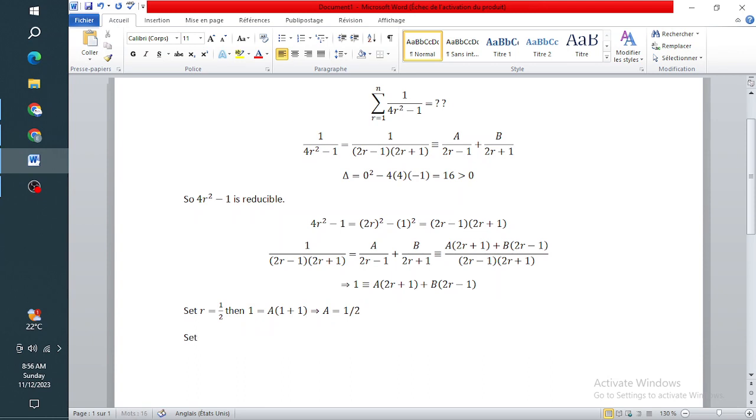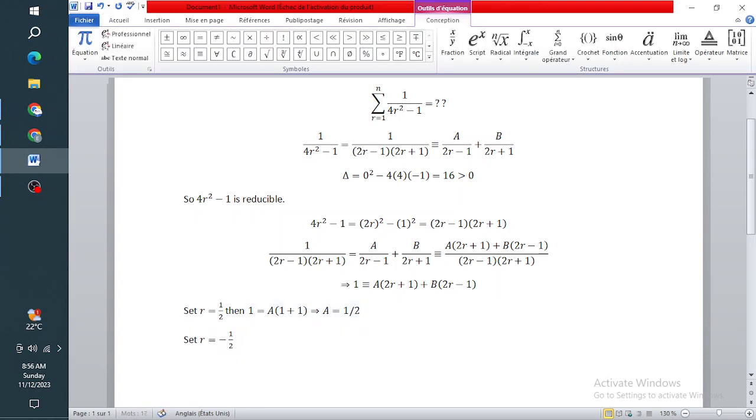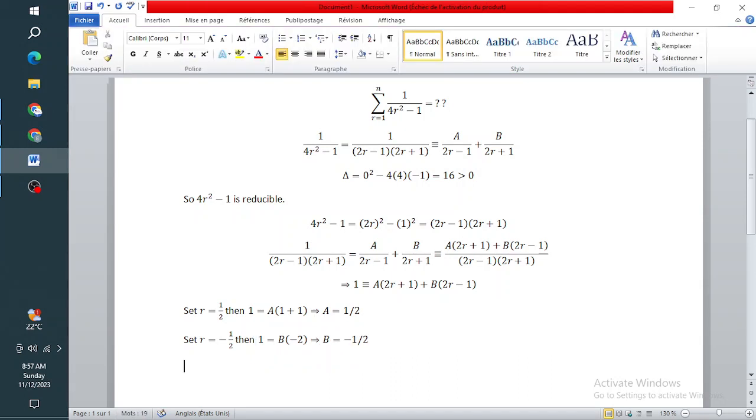Now if we further set r to be negative half, then the left hand side is 1, and on the right hand side we have 2 times negative half is negative 1, plus 1 is 0. Then 2 times negative half is negative 1, minus 1 is negative 2. So B times negative 2. This means that our B is equal to minus half.